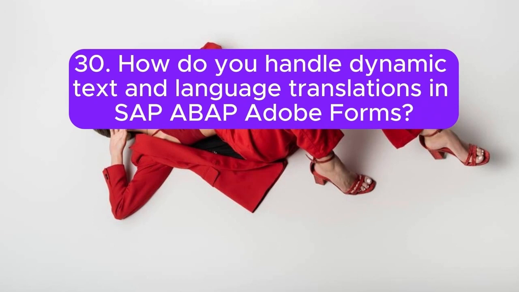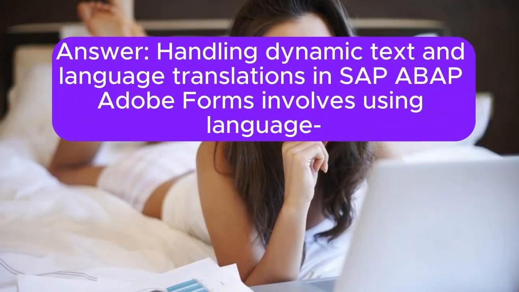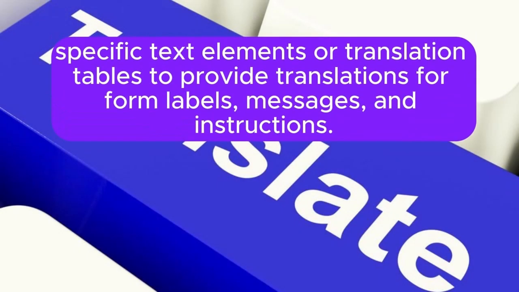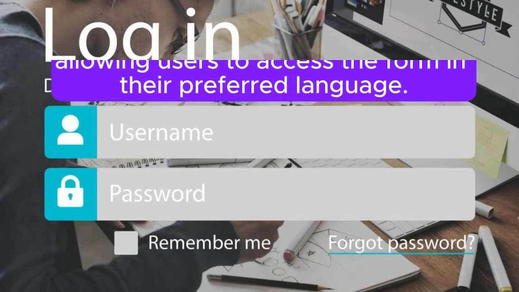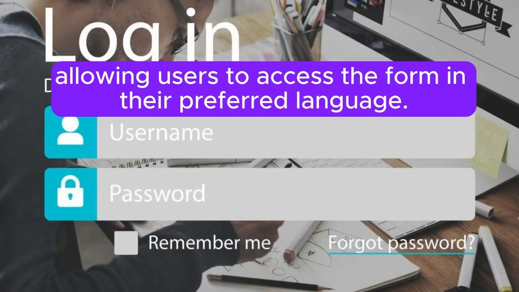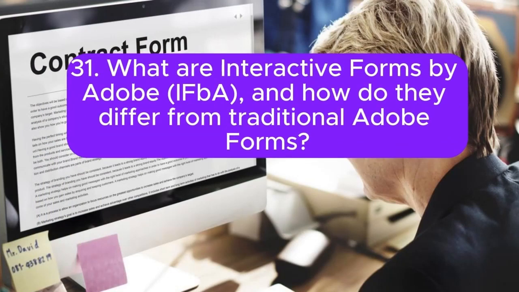30. How do you handle dynamic text and language translations in SAP ABAP Adobe Forms? Answer: handling dynamic text and language translations in SAP ABAP Adobe Forms involves using language-specific text elements or translation tables to provide translations for form labels, messages, and instructions. Designers can define language-specific versions of the form layout and text elements, allowing users to access the form in their preferred language.